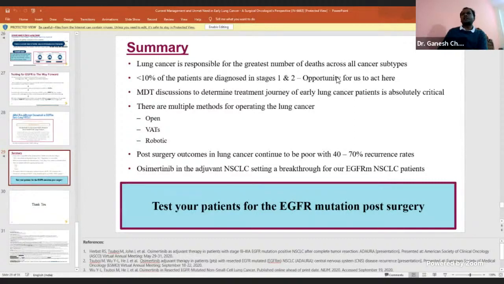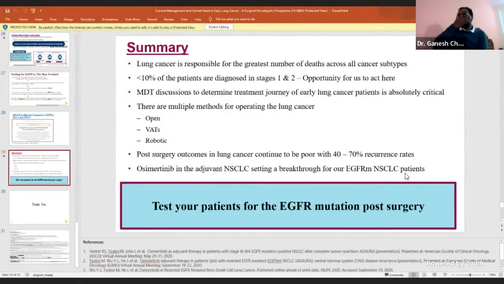Lung cancer is responsible for the greatest number of deaths, with less than 10% in stage 1 and 2. There is multidisciplinary involvement. There are multiple methods for operating on lung cancer: open, VATS, robotic VATS, and robotic is now gaining momentum. So if there is a higher center where VATS and robotic surgery are done, then we send the patient there. Post-surgery outcome in lung cancer continues to be poor, with 40 to 70% recurrence. So we need follow-up with that.